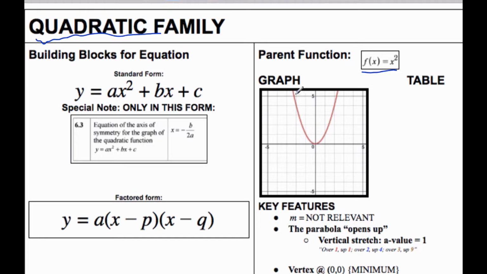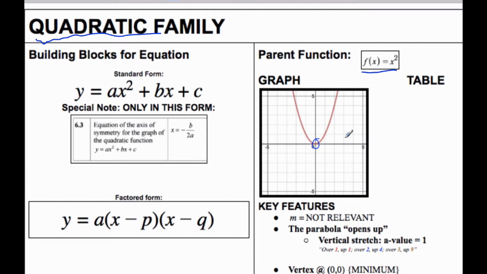And so here's our basic graph. It goes through here. This point down here is called the vertex of the parabola or the quadratic. So if it was here, this would be the vertex, the lowest point, or if it's upside down, this is the vertex, and so on.